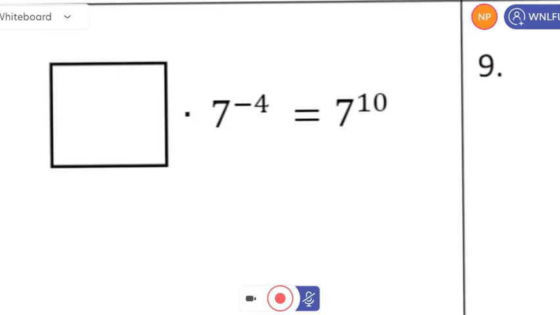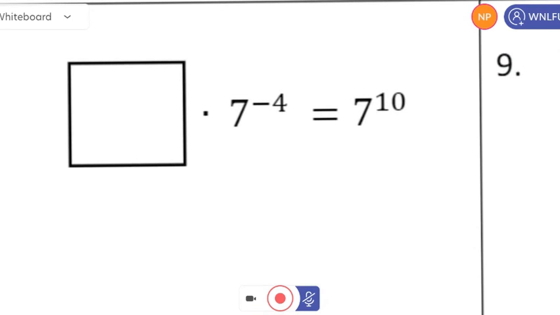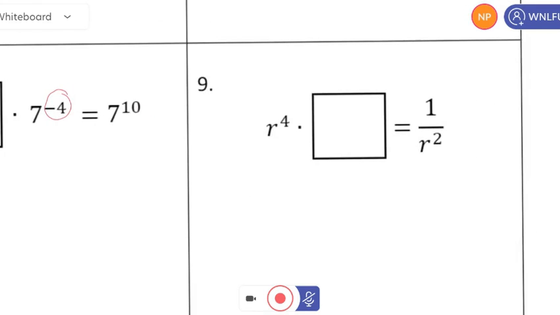Okay, next one. This one's a good one because we have a negative. So we're going to keep the base the same, which is 7. So we need to think, we have a -4. So -4 plus what would give me 10? Well, if you think of -4 as taking away 4, what number, if you take away 4, would give you 10? Well, 14, right? 14 plus a -4 is 10. 14 minus 4 is 10. So that one was 7 to the 14th.